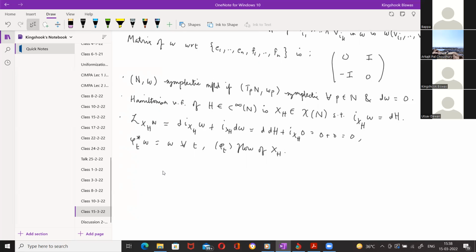Why is this? H is a function. It's d squared, right? d squared is 0, because d is the dual of delta, and delta squared is 0. So therefore, delta star squared is 0, and d squared is 0.